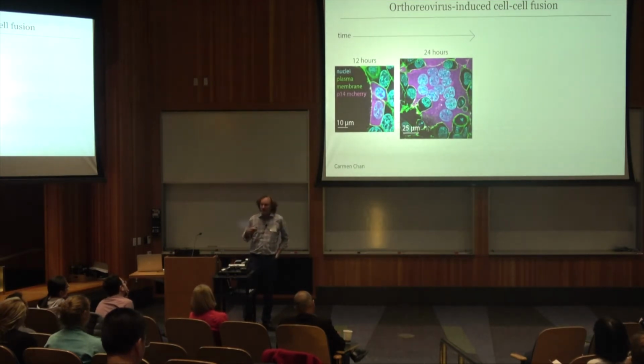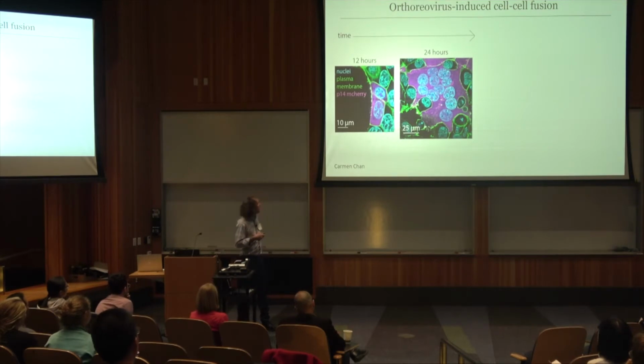So what Carmen Chan did was take this P14, express it in HEK cells as a model, and watch over time as these syncytia formed. And so what you can see is over the course of 12 hours and then 24 hours, you begin to see more and more multinucleated structures.